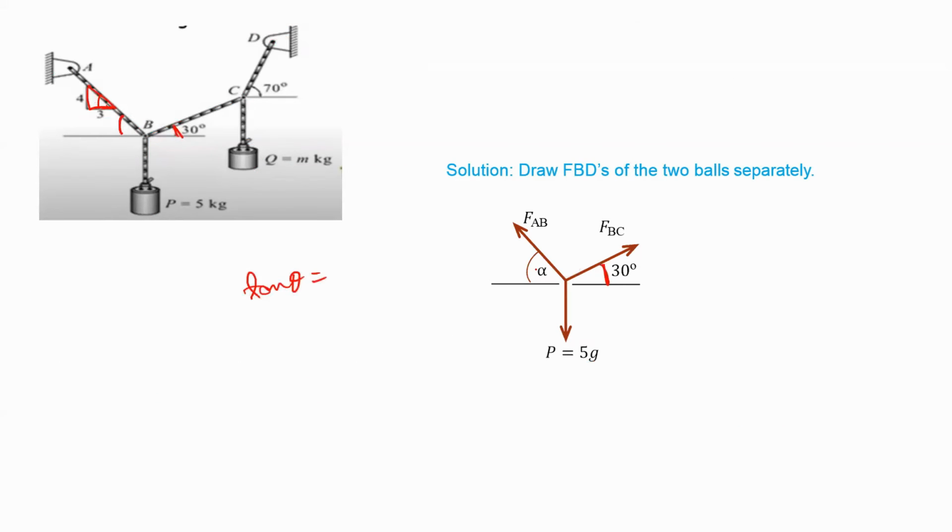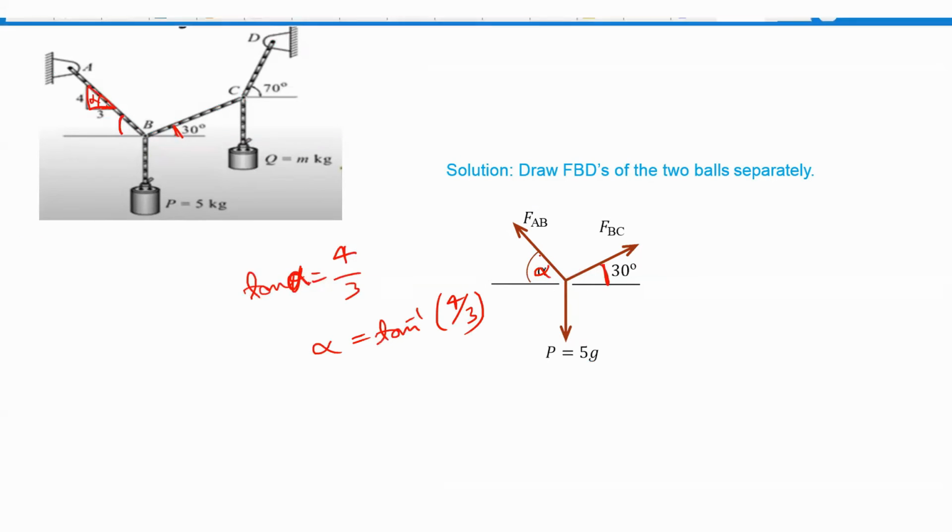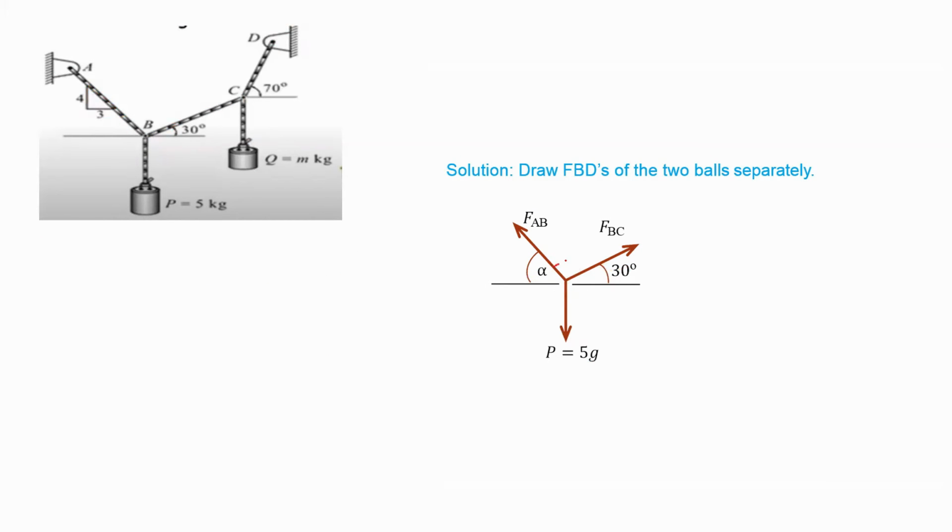Sorry, this angle is alpha. So you can just apply the tan alpha formula and you will get 4/3. So alpha will be tan inverse 4/3. If you know this angle alpha and this 30° is given, you can find this angle. This angle will be 180 minus 30 minus alpha. And this angle is 90, as clear from the figure. So you can apply Lami's theorem and your life will be good.